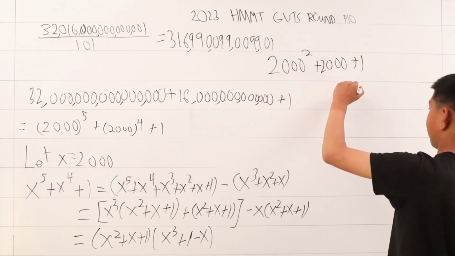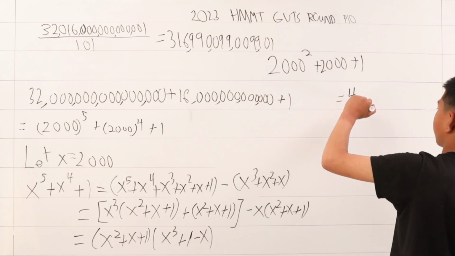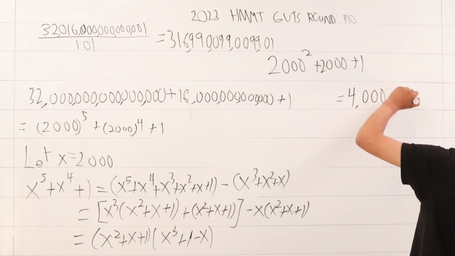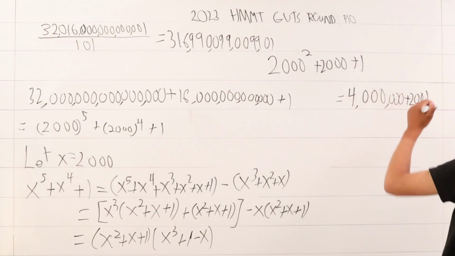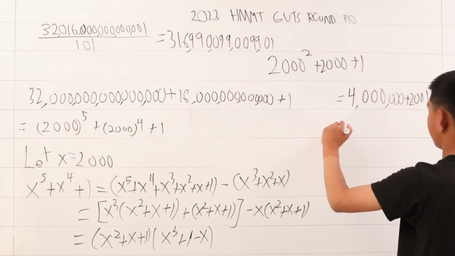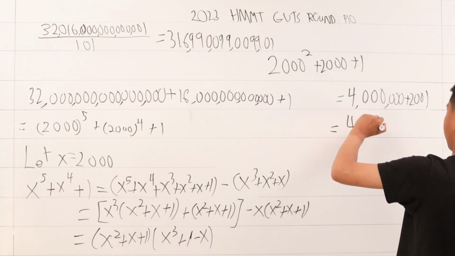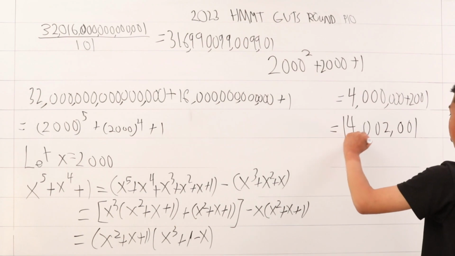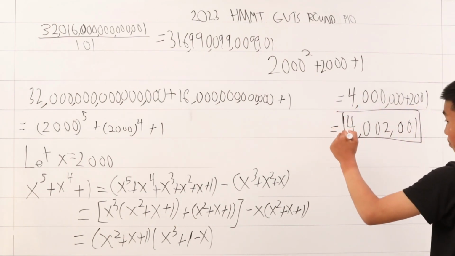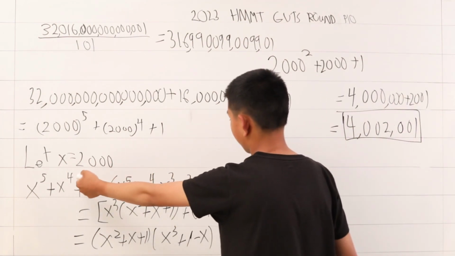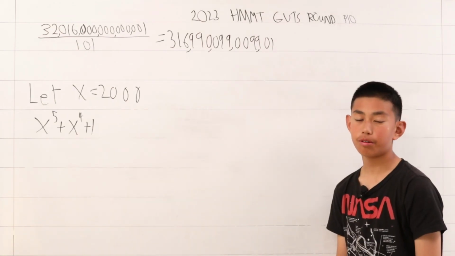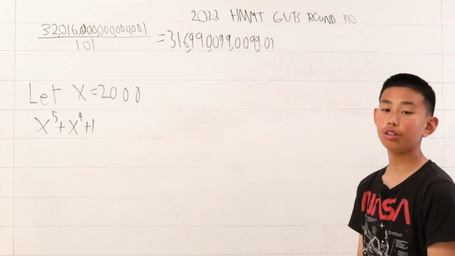This is 4 million, I think, plus 2,000 and 1. This is just 4 million and 2,001. So this is the first way of finding out what this is. This second way is much more abnormal.